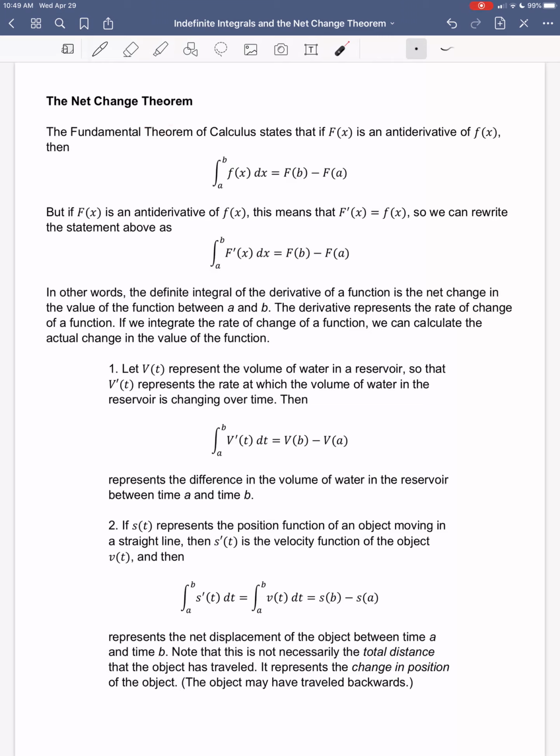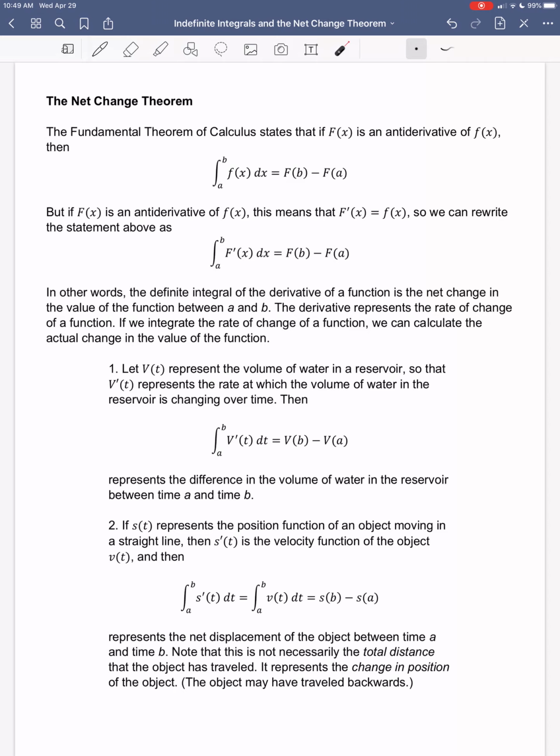So, the fundamental theorem of calculus says that if capital F is an antiderivative of little f, then when I take the integral from a to b of little f, I just take the antiderivative, I evaluate it at the top and the bottom, and I subtract. And that's what that's saying right there.